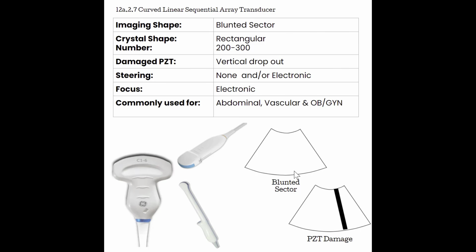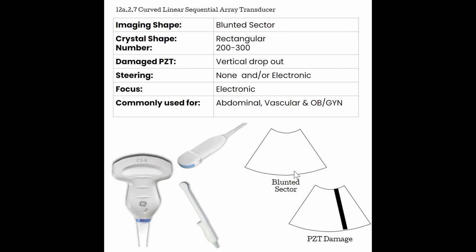Now the next transducer we're going to talk about is the curved linear sequential array transducer. So we just talked about linear sequential array. Now we've got the curved linear sequential array, and it basically works the same exact way as the linear. The only difference is how those crystals are arranged on the transducer surface. So what we end up seeing with the curved linear is a blunted sector.